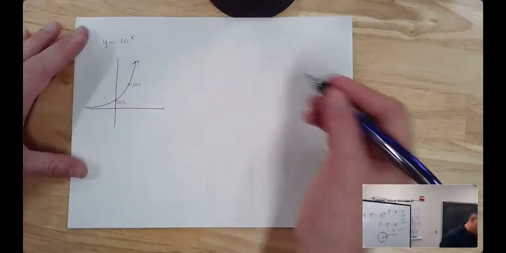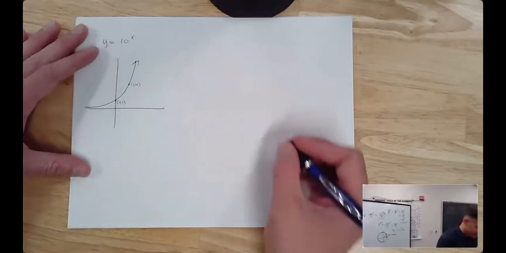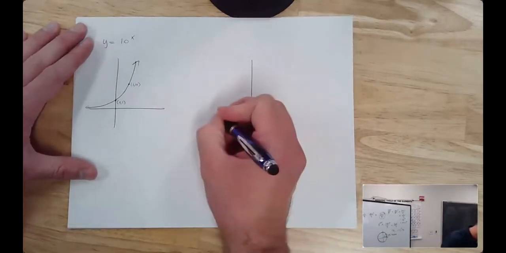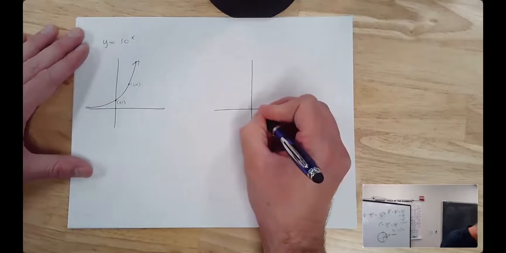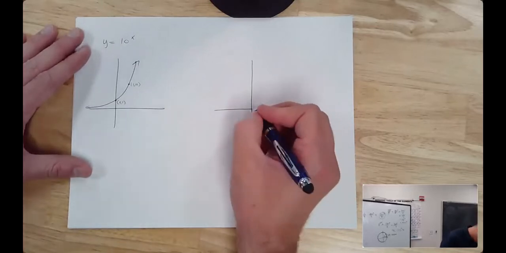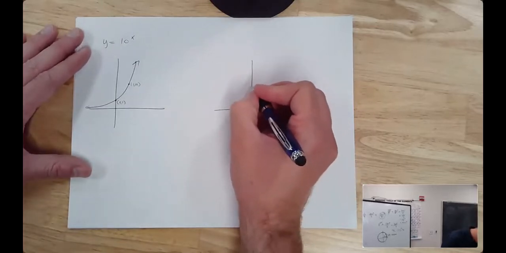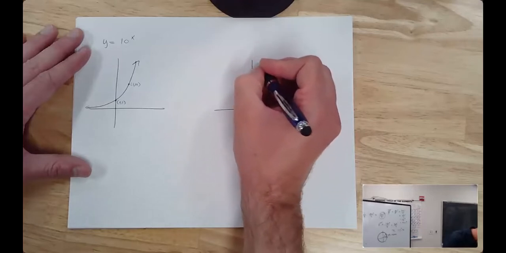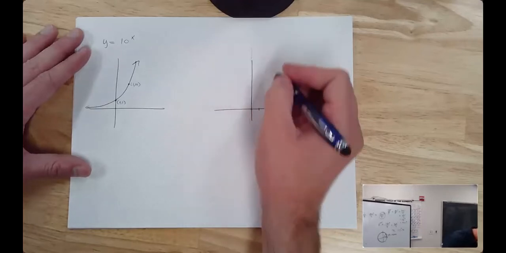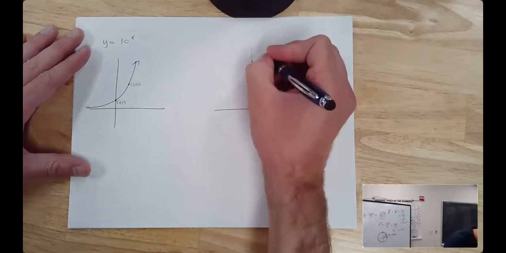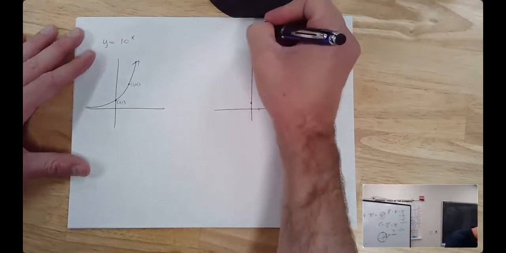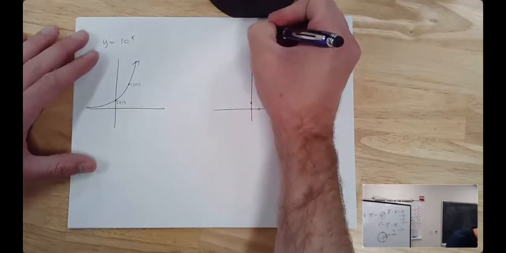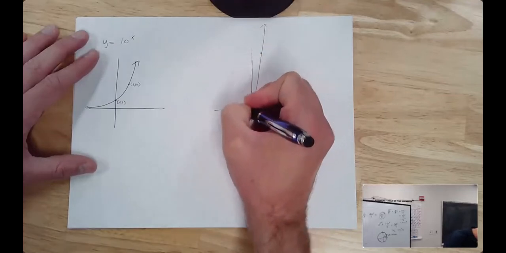If I was going to actually try and draw y equals 10 to the x more accurately, I'm going to go over 1 and I have to go up 10. So 1, 2, ... 9, 10. So this is my point, and then this is my next point, and I have to draw it so it doesn't look like it's right. Oh boy, right?